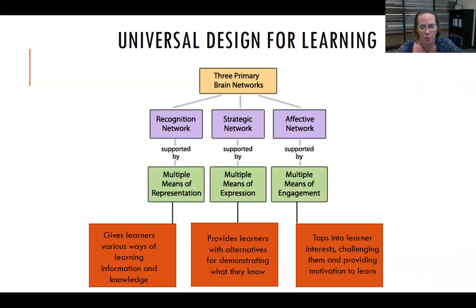Lastly, the affective network evaluates patterns and assigns them emotional significance, enabling us to engage with tasks and learning and with the world around us. UDL seeks to engage all learners by providing multiple means to activate these networks, and this is done through multiple means of representation, that is presenting information in different ways, multiple means of expression, allowing learners to express learning in different ways, and multiple means of engagement, using different ways to engage learners.